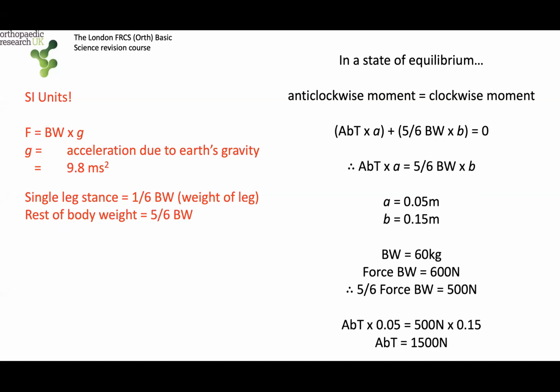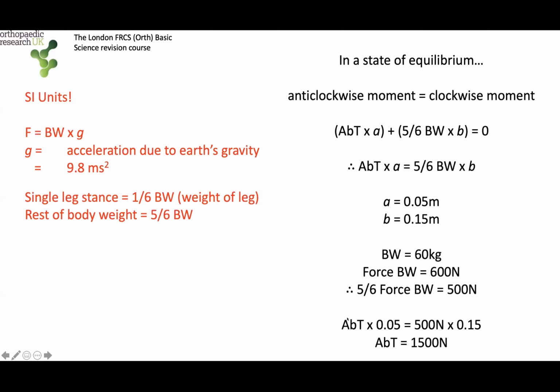In a state of equilibrium, i.e. balance, the anti-clockwise moment must equal the clockwise moment. So your abductor force, AB, times the distance, plus 5/6 of your body weight times B, must equal 0 because it has to balance. Therefore, your abductor tension times your A distance will equal your body weight times your B distance. Now, if you assume A is 0.05 meters, B is 0.15 meters, and your body weight is 60 kilograms, the force body weight, if you assume G is 10, will be 600 newtons. Therefore 5/6 equals 500 newtons.